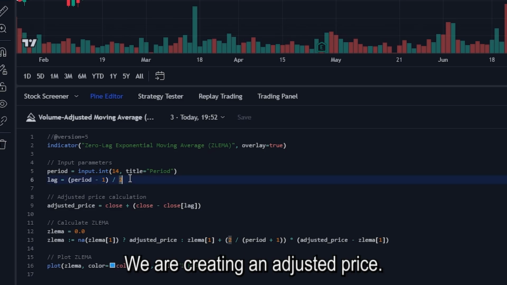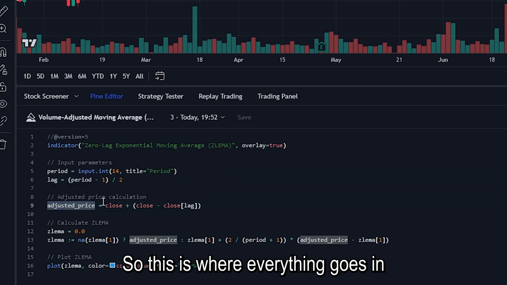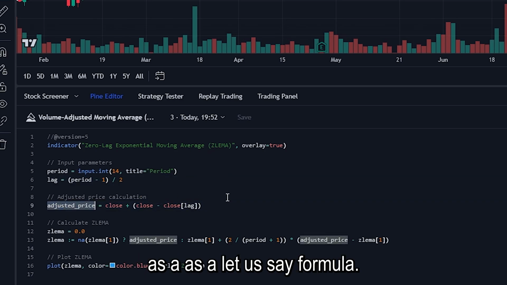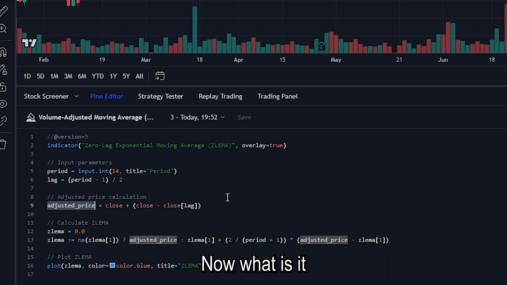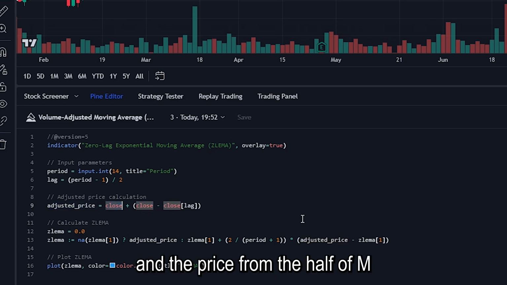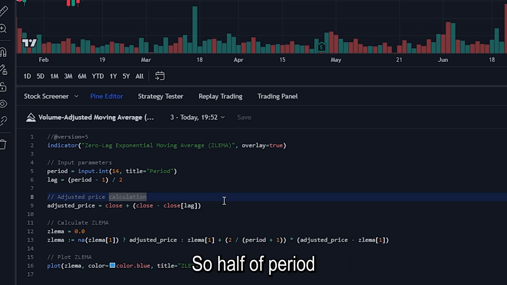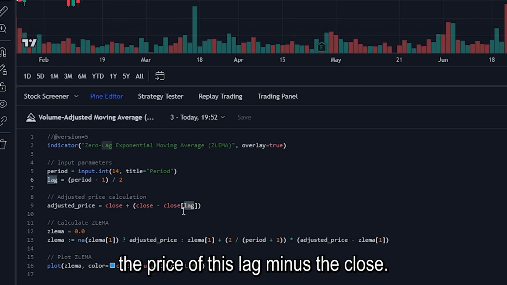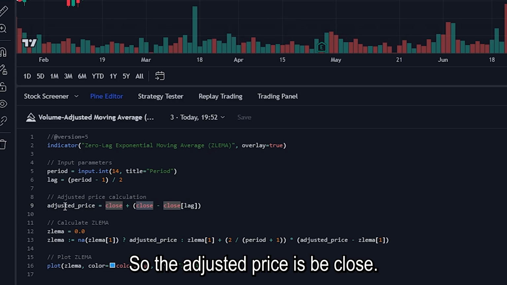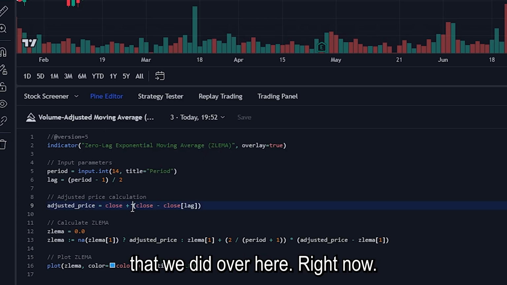Now what we are doing is creating an adjusted price. So this is where everything goes in as a formula. Now this adjusted price is used to compute the EMA. It's the difference between the current price, which is the close price, and the price from half of the EMA's period ago. So the adjusted price will be the close plus the calculation that we did over here.